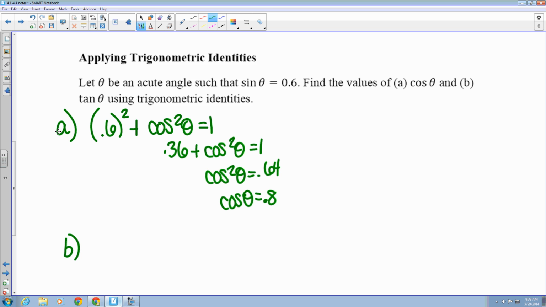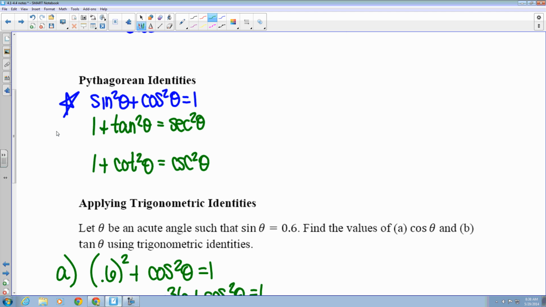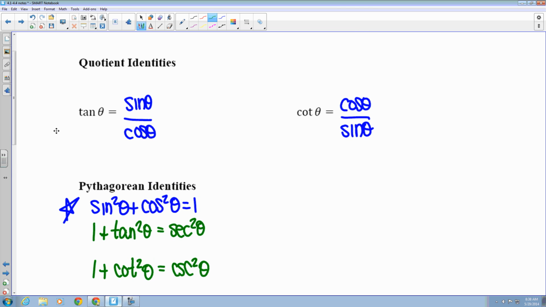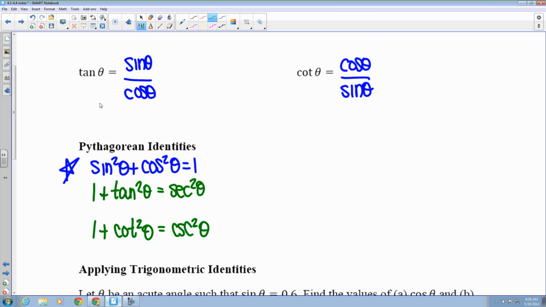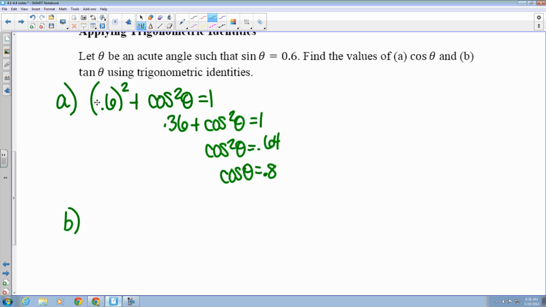If the sine is positive, the cosine is positive if it's acute. And B, we're trying to find tangent. So I would just use my quotient identity up here, that tangent is sine over cosine. Now that we have both, sine was 0.6, cosine was 0.8, so tangent is 0.75.